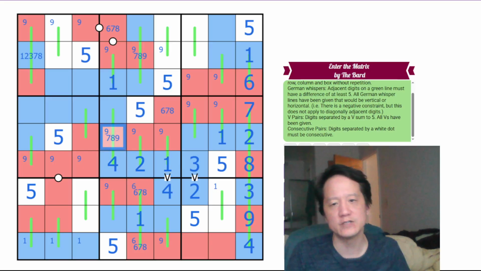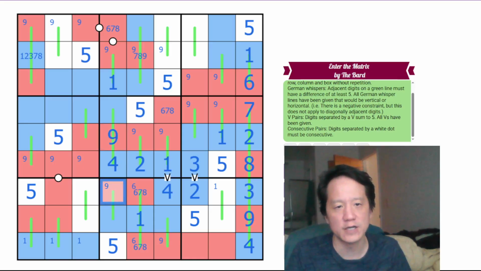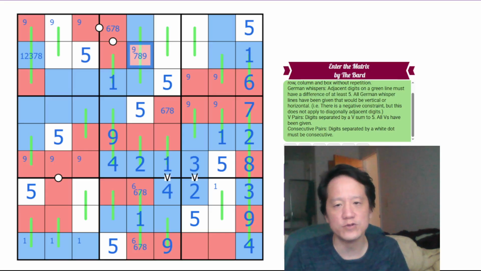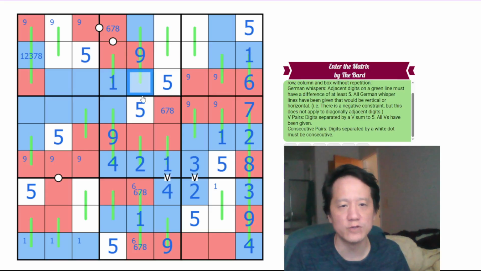The 4 must be next to 9 on a German whisper line, so this is 9. This can no longer be 9 here, and this can't be 9 here. Where's the 9 in box 8? It has to be here. This is 9, which eliminates 9 here. This can't be 9. Therefore, this must be 9 here, and 4 has to be one of these 2 digits, but it cannot be next to the 1. This can't be 1 either.